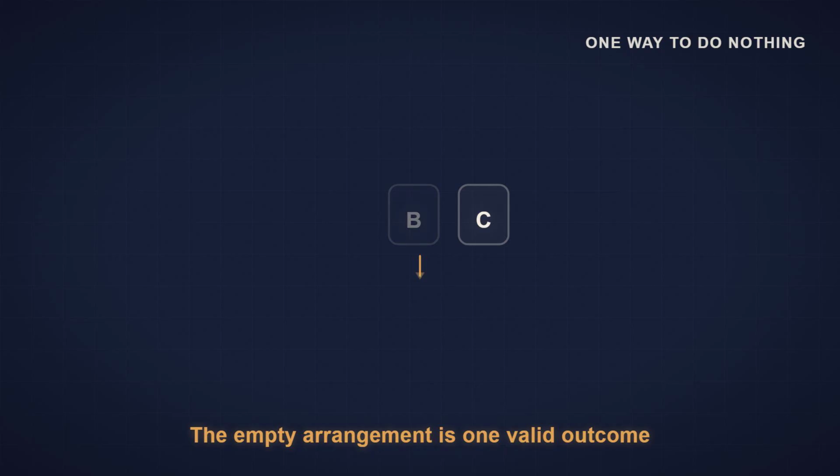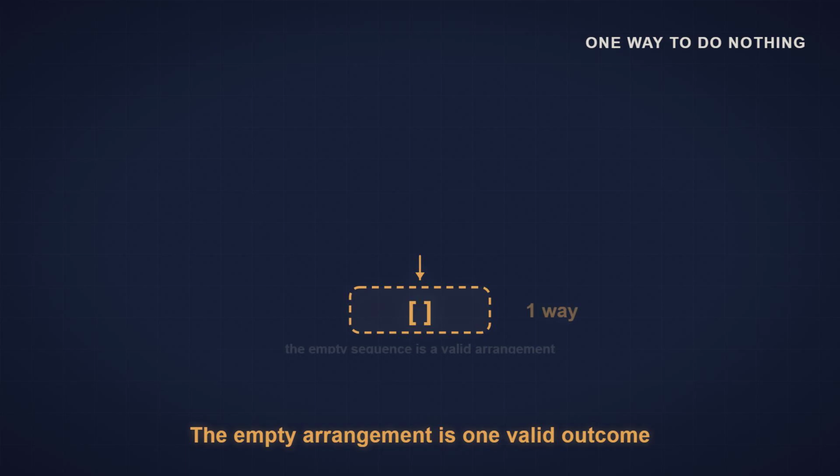There are not 2 different ways to do nothing, and there are not 0 valid outcomes. There is exactly 1 empty sequence. Computer science writes it as an empty list. Combinatorics calls it the empty permutation. 0 factorial counts that single valid object. Its length is 0, but the sequence itself exists and satisfies every requirement.